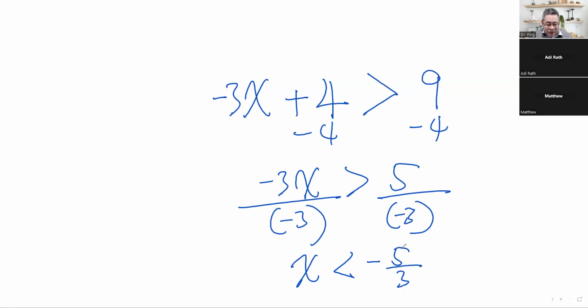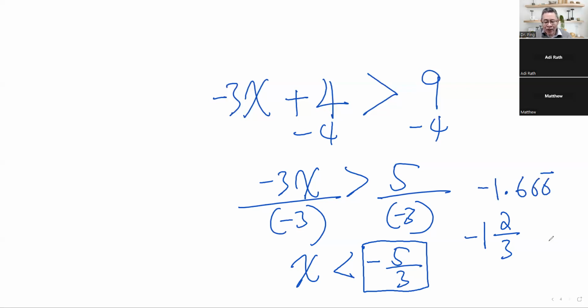Because we want to keep that as accurate as we can, we can write it like this, or as -1 2/3. Now, if we change it to a decimal, then this is -1.666 and so on. Unless they tell us to approximate, we keep it as an exact number.